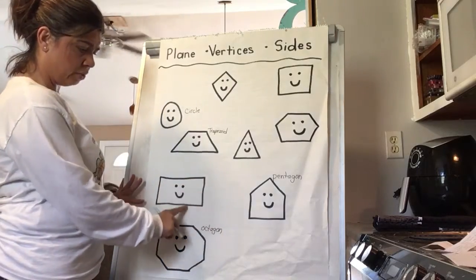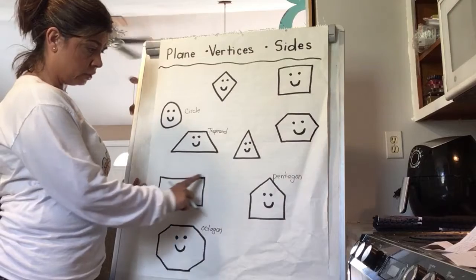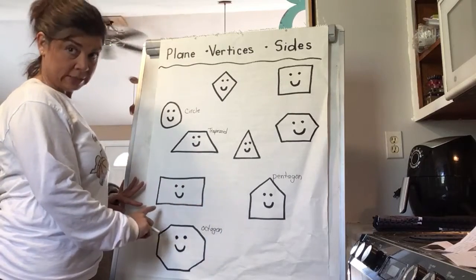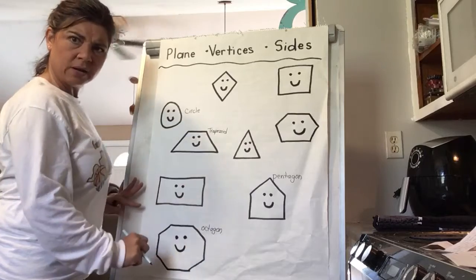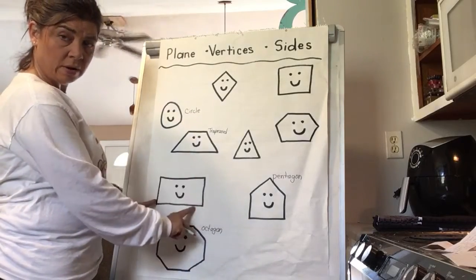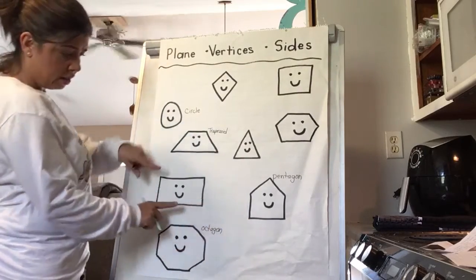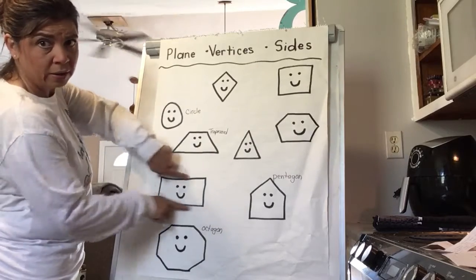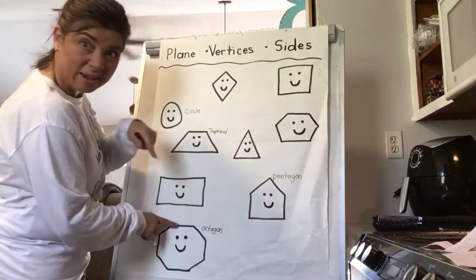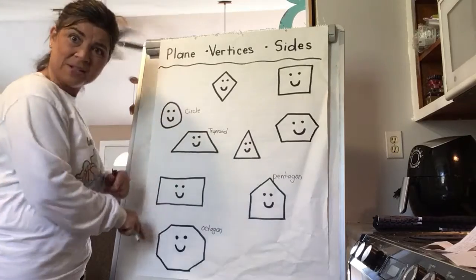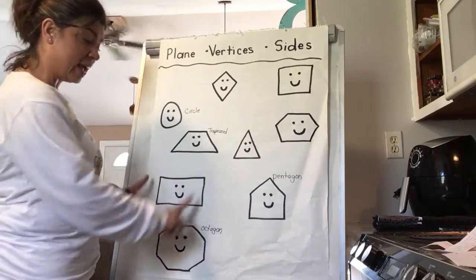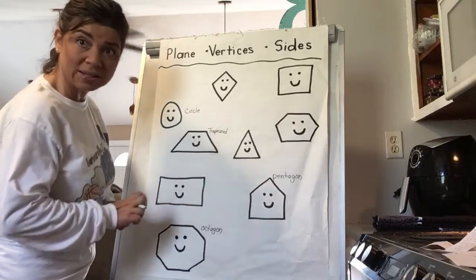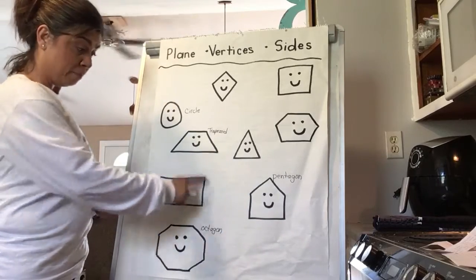Let's see. 1, 2, 3, 4 sides. 1, 2, 3, 4 vertices. That's right. And then these 2 lines are parallel because they don't cross each other, and they're the same length. And then these 2 lines are parallel because they run side by side and they don't cross each other, and they're the same length. So we have 4 sides, 4 vertices, and 2 sets of parallel lines that are the same length. So this is our guy.